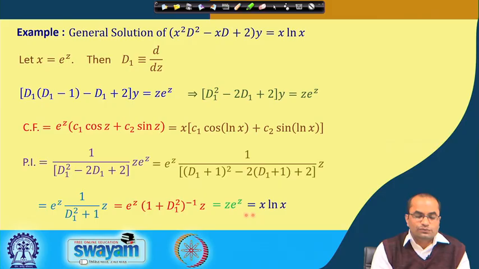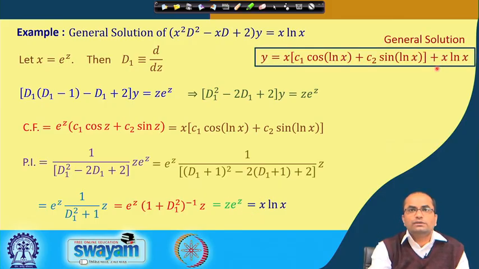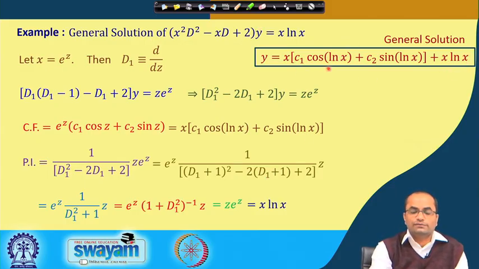If we add these two, we will get the general solution of the given differential equation. So, general solution is given by y is equal to the complementary function, which is given here, x times c1 cos ln x plus c2 sin ln x, and plus this particular integral, which is x ln x. So, this will satisfy our given equation. It has these two arbitrary constants. So, this serves as a general solution of the given non-homogeneous equation with non-constant coefficients, or the Cauchy-Euler equation.